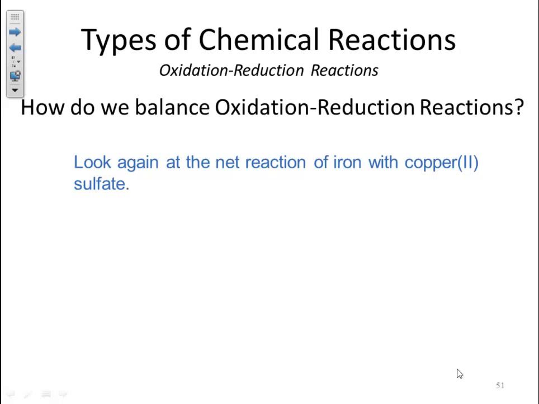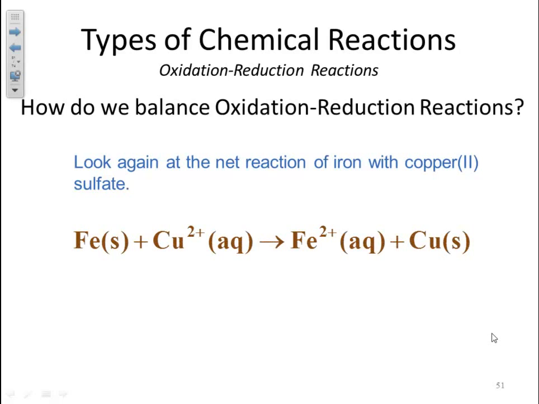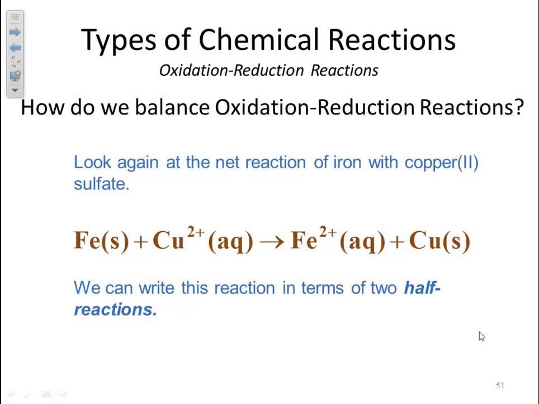Question comes up, how do we balance oxidation-reduction reactions? Let's look again at the net reaction of iron and copper 2 sulfate. You have iron solid plus copper 2+ gives you iron 2+ plus copper solid. We can write this reaction in terms of two half reactions.